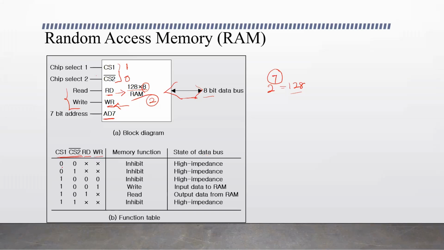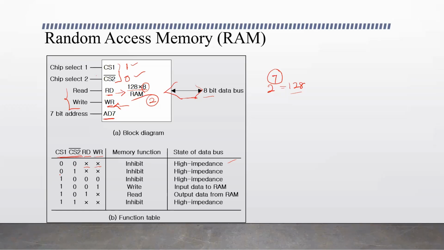So the first case, when CS1 is 0 and CS2 is 0. We said that 1 and 0 select this particular RAM chip. So 0, 0 means this will not select this RAM. The operation cannot be performed because the RAM chip itself is not selected. CS1 and CS2 are not 1 and 0, so we don't consider the read and write operation. The memory function is inhibit, which means it will not perform any operations, and the state of the data bus is high impedance. There is no output; the lines are disconnected here.